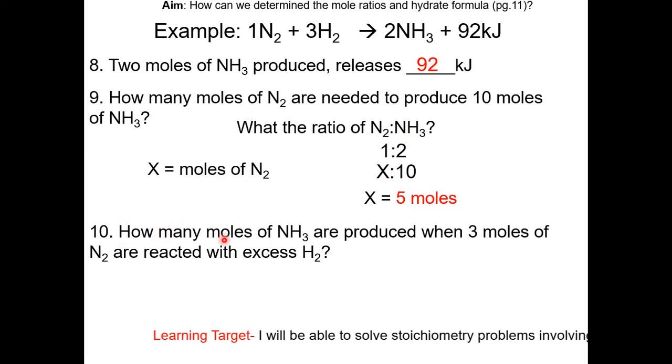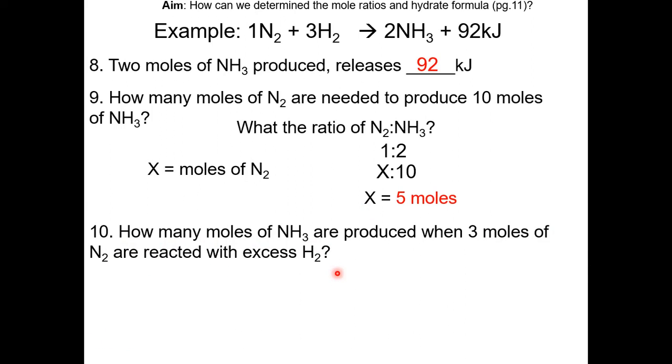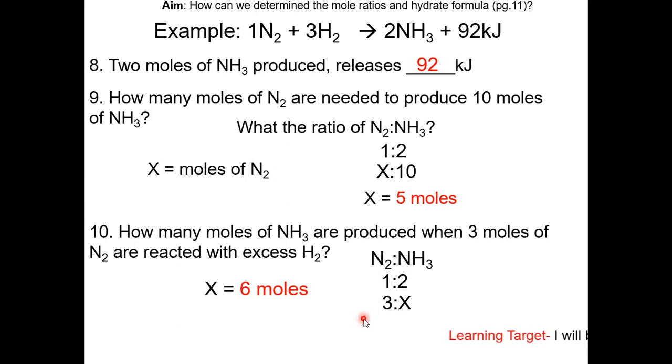Question 10. How many moles of NH3 are produced when 3 moles of N2 are reacted with excess H2? So we have to first write out the mole ratio between N2 and NH3. That is 1 to 2. We have 3 moles of N2. How much NH3 can we produce? X is the amount of NH3 produced. If we cross multiply, we get X is 6 moles. We are producing 6 moles of NH3 when 3 moles of N2 react.